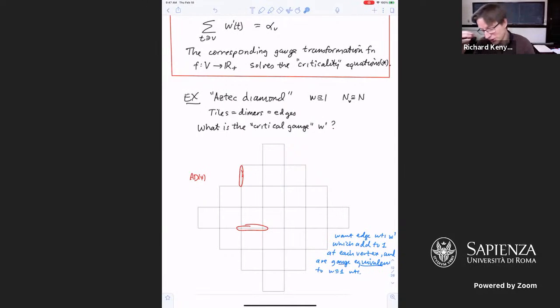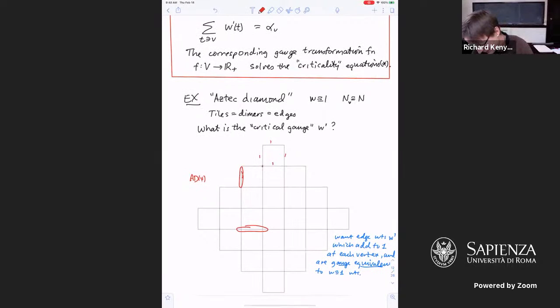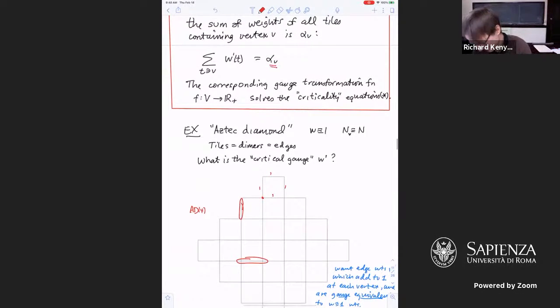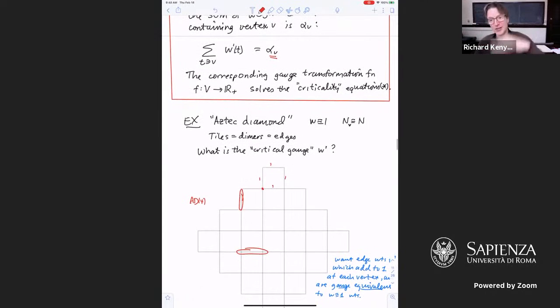And what the theorem says is that originally all the weights are 1 here. You can think of every edge as having weight 1. But we want to find a new gauge, so we want to change the weights in such a way that at each vertex, the sum of the weights of the tiles containing that vertex is equal to alpha in the limit. And I'm going to scale so that alpha equals 1. I have to scale by n or something.